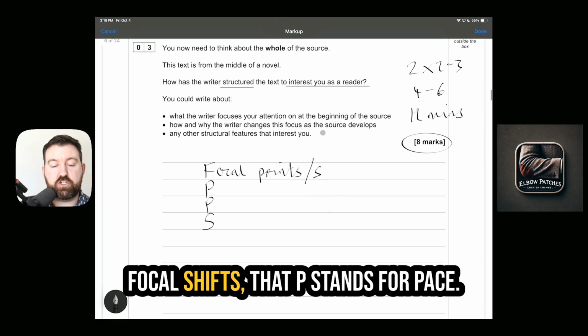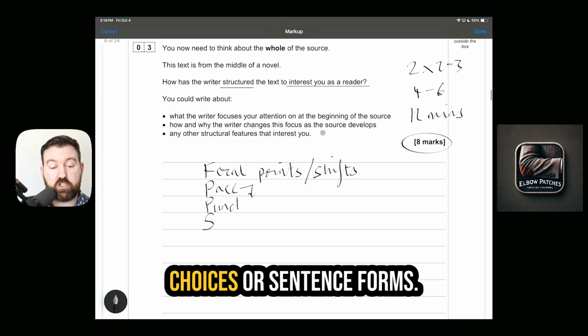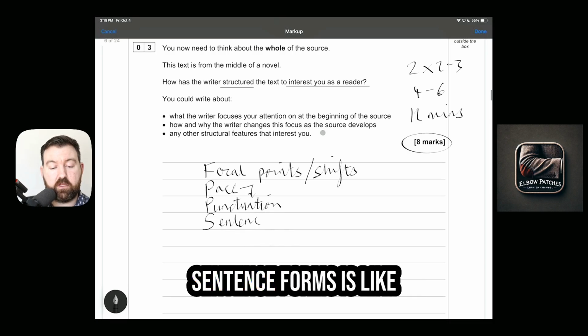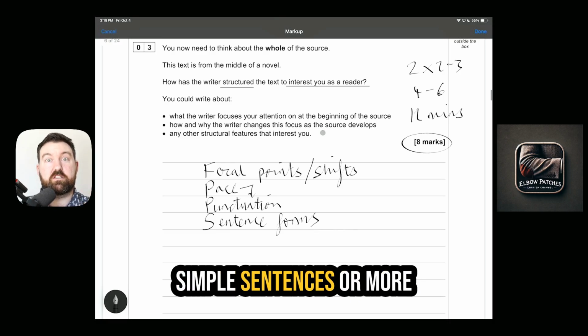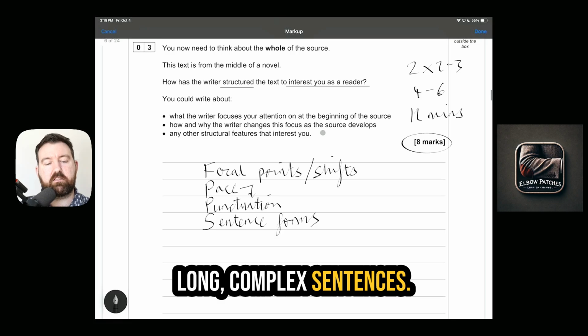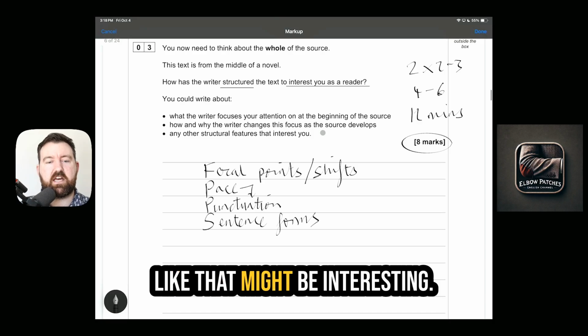or focal shifts. The P stands for pace, and pace can be created by any of the other 2, which is punctuation choices or sentence forms. Sentence forms is like sentence lengths. So you could have short, simple sentences or more long, complex sentences. You might also look out for things like lists, like long list, things like that might be interesting.